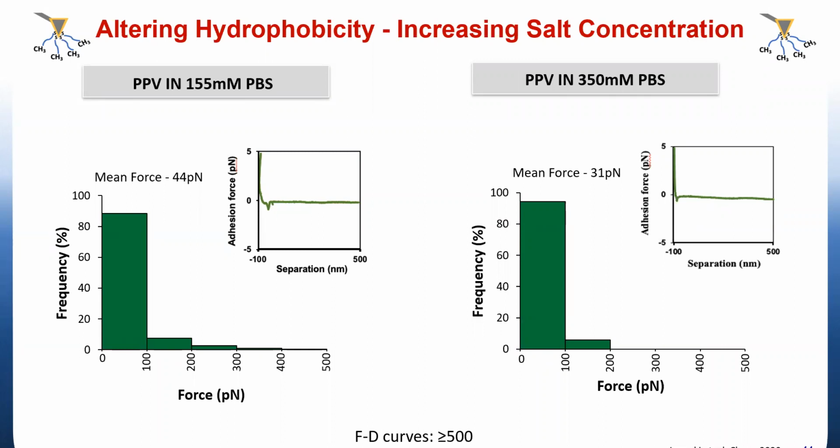To see if the CFM is capable of also measuring alterations in hydrophobicity, we went on to increase the salt concentration in PBS to 350 millimolar, and we did a comparison of the first measure at 150 millimolar PBS and 350 millimolar PBS, and we obtained frequency plots from adhesion versus separation curves, just like I explained in the previous slide. And we also obtained mean force values, and we see that an increase in the salt concentration doesn't result in an increase in the force measured. And this means that an increase in salt concentration doesn't result in an increase in the hydrophobicity of PPV.